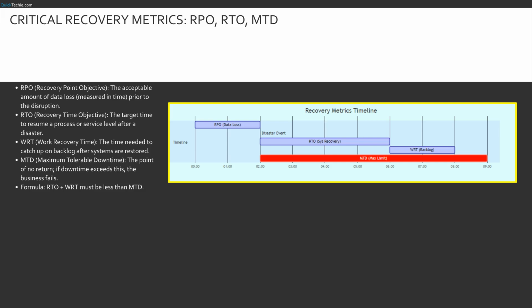Visualize the timeline. The disaster strikes at the red line. Looking backward, the gray bar is RPO, the data we lost. Looking forward, the first bar is RTO, getting systems up. The second bar is WRT, catching up on work. The total time elapsed must not cross the final red bar, the MTD. If it does, the game is over.